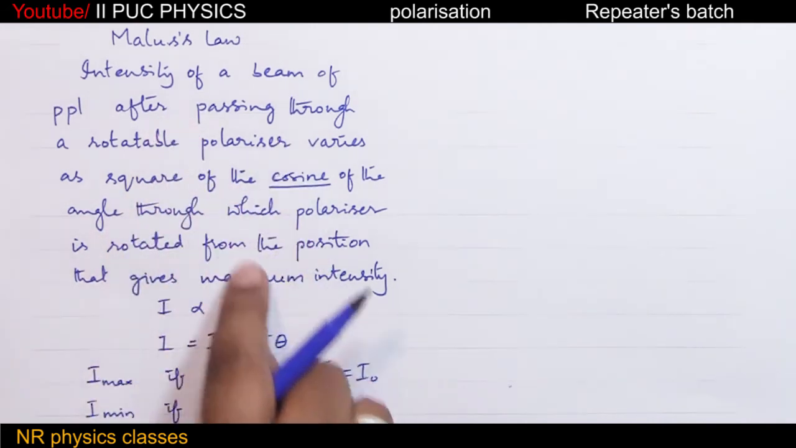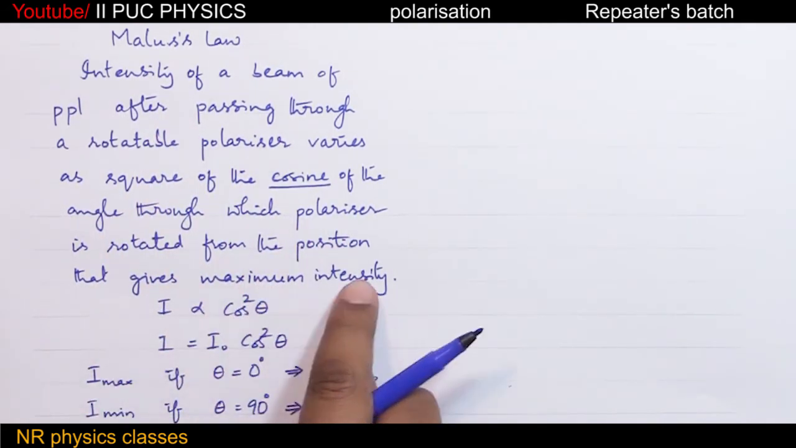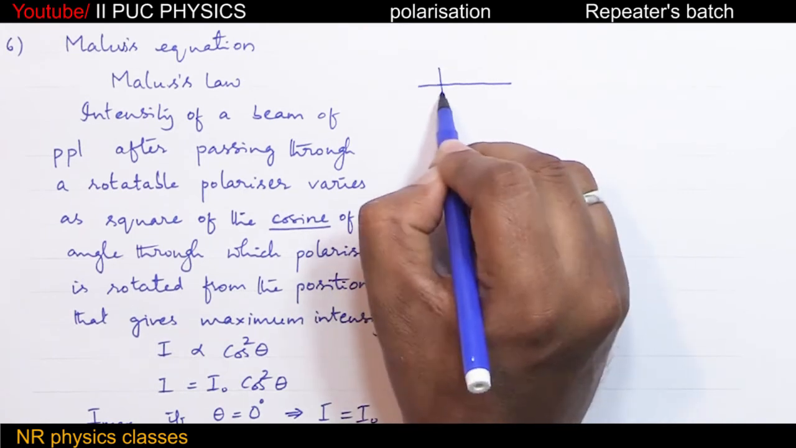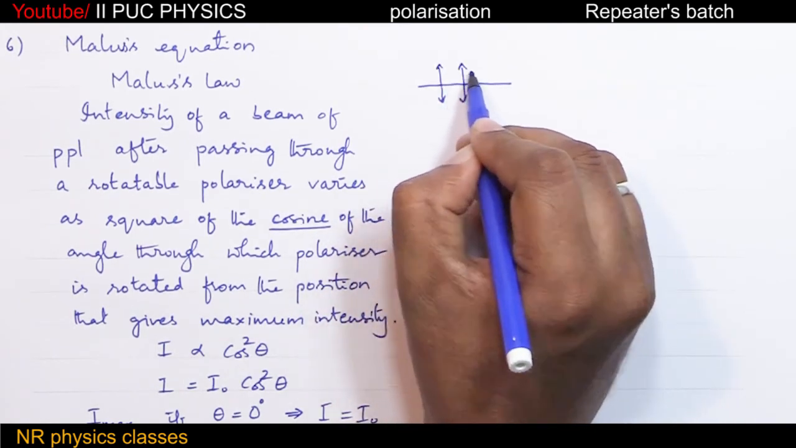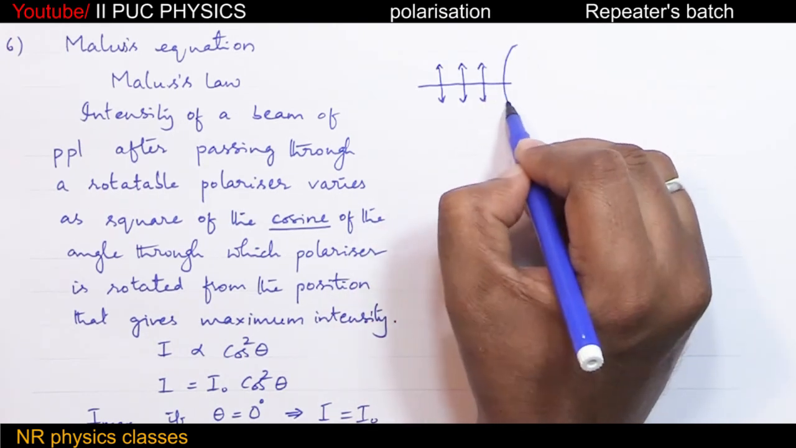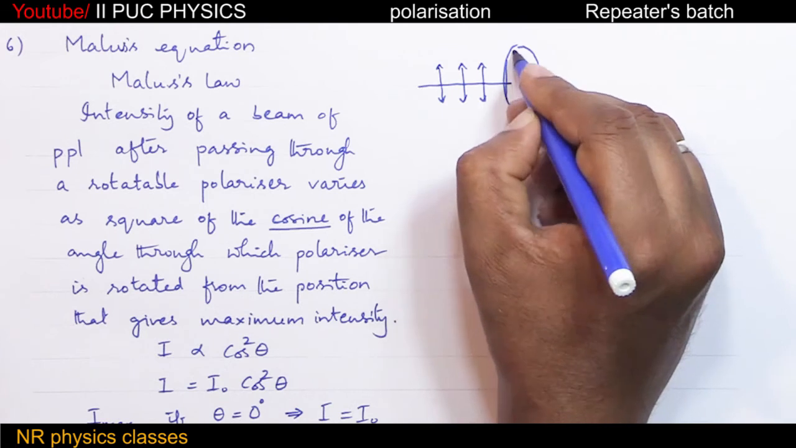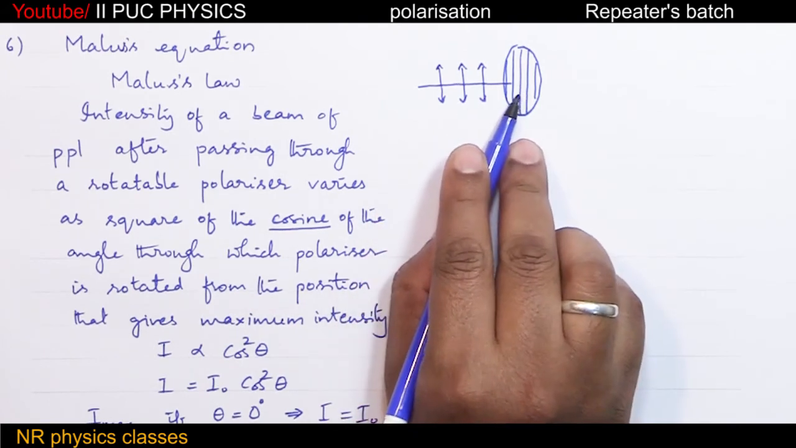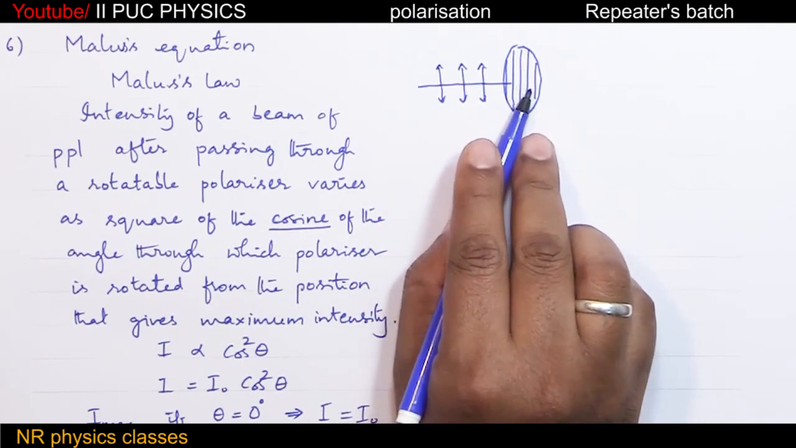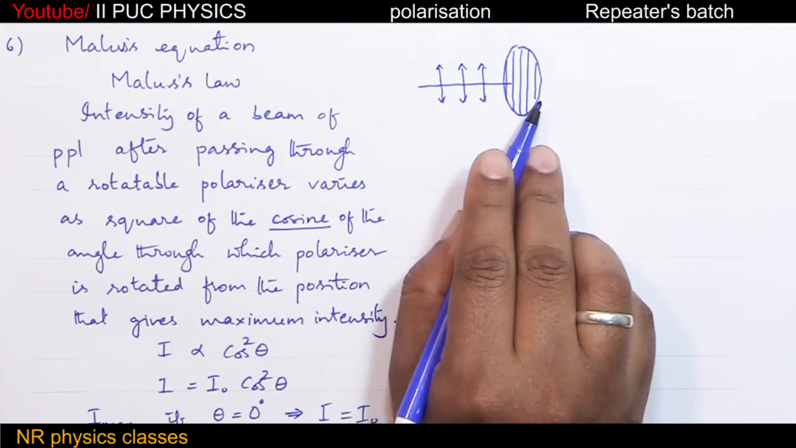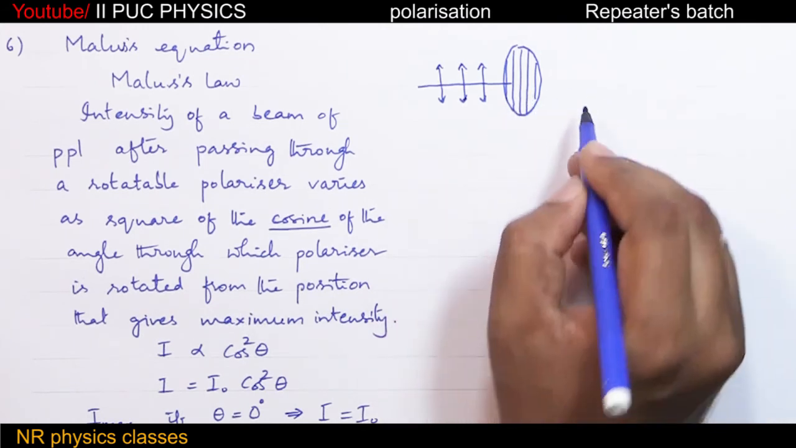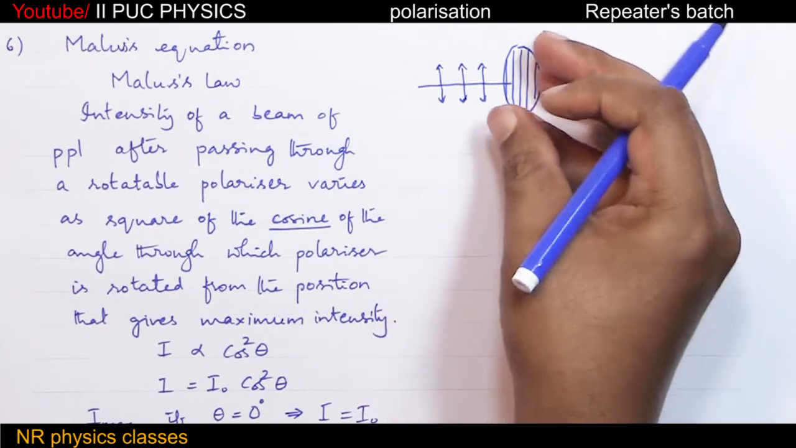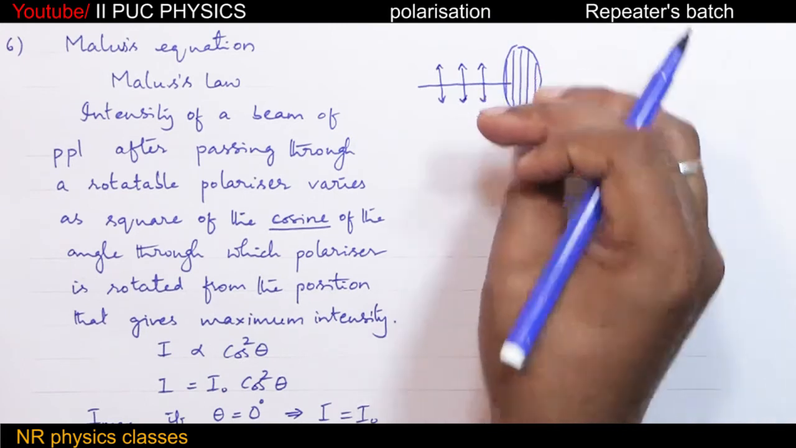Now, what is the meaning of this statement? From the position that gives maximum intensity, they are talking about plane polarized light. This is the incident plane polarized light. This is a polarizer. Draw an oval shape, then vertical lines. Then these vertical lines can easily pass through. Think this way, that's enough for the time being. So this is the position which gives maximum intensity. Now this is a rotatable polarizer. We have an option to rotate this and measure that angle.